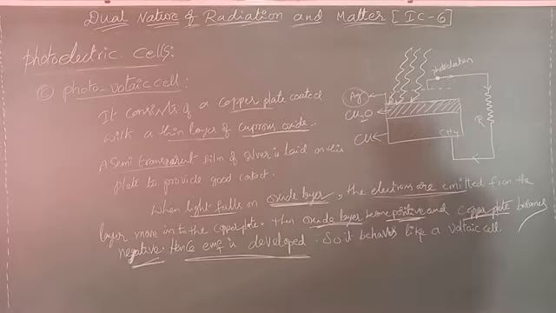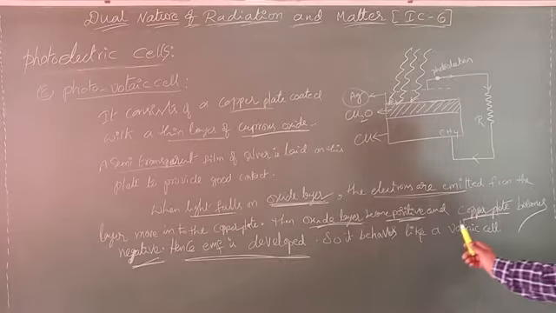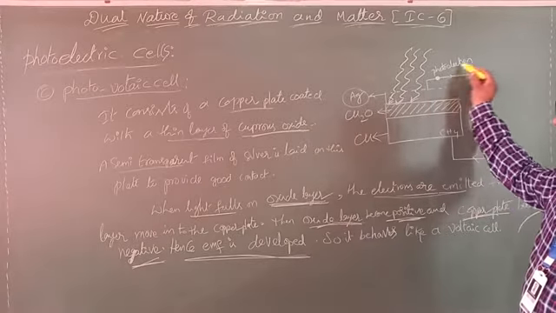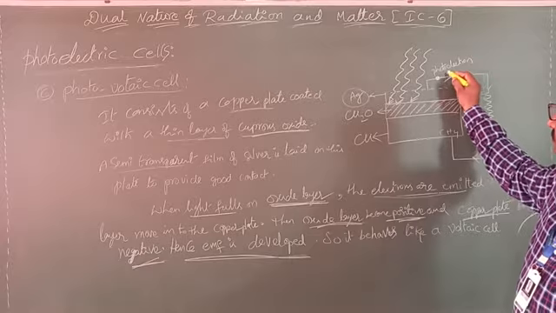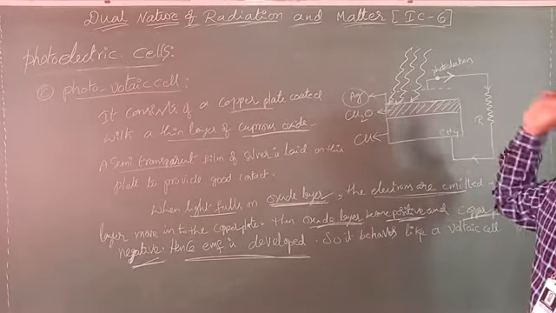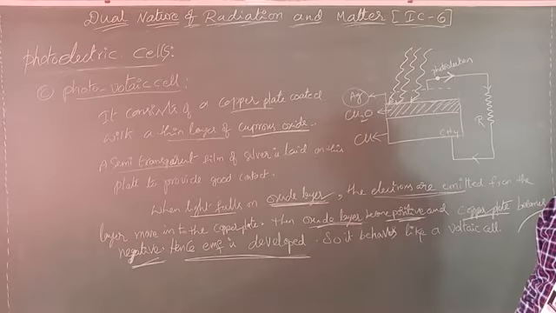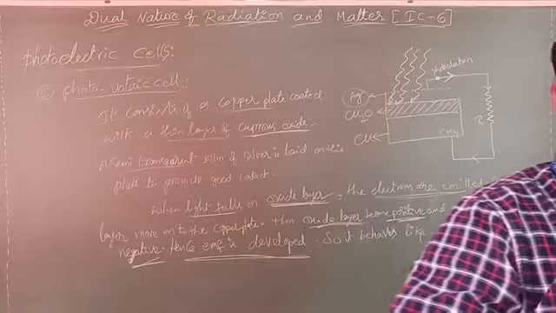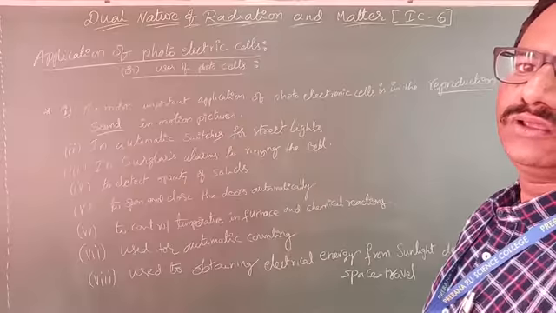So EMF will be developed in it, and it behaves as a voltaic cell. Here, to accelerate the photoelectrons, no external EMF is connected in the external circuit. That is the main difference between this cell and other cells. Next one is uses of photocells.